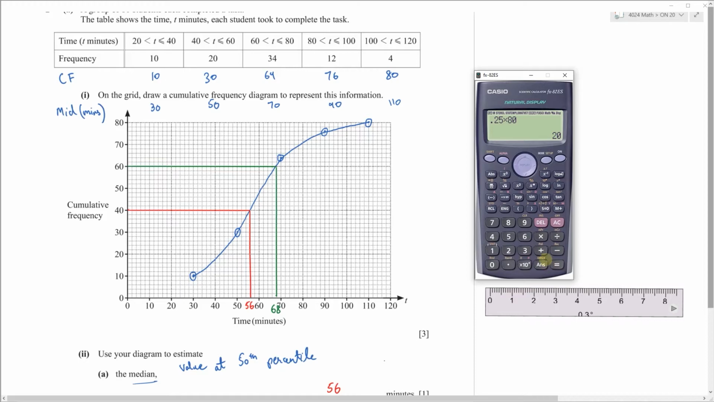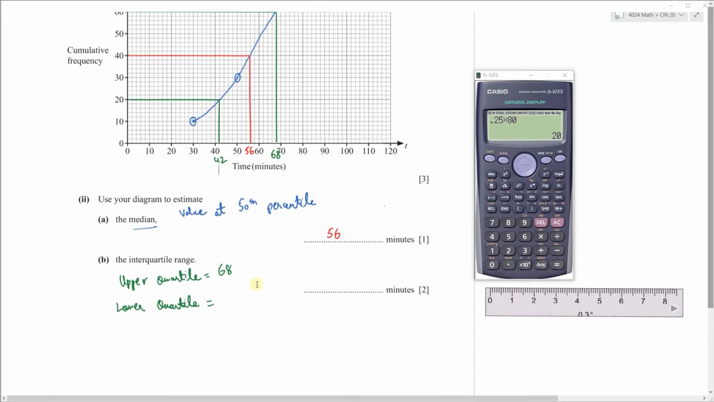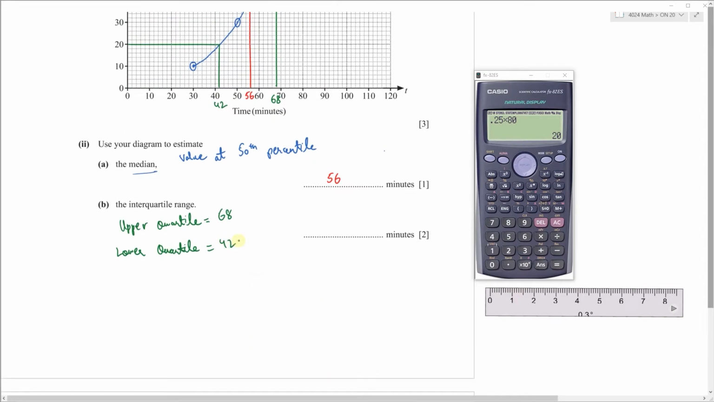So let's read the value at 20 here. I'll draw a straight line again and see where it intersects the curve, and then read the value on the x-axis. So this is 40 and 42. So your lower quartile is 42. So your interquartile range, I'll just abbreviate it as IQR, is 68 minus 42. So 68 minus 42 is 26. So your interquartile range is 26 minutes.